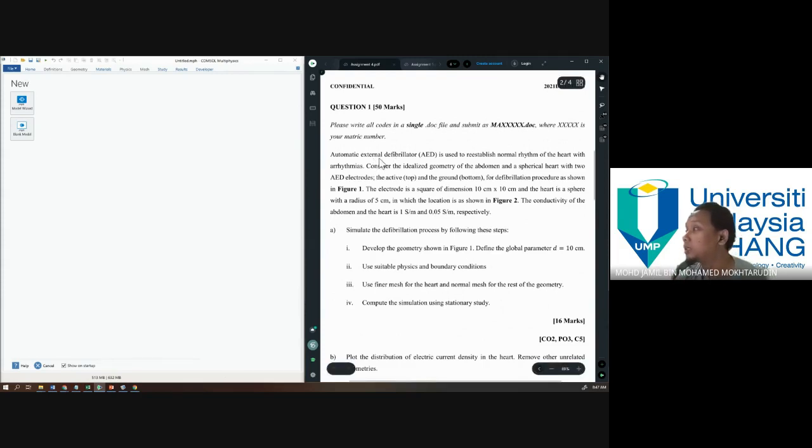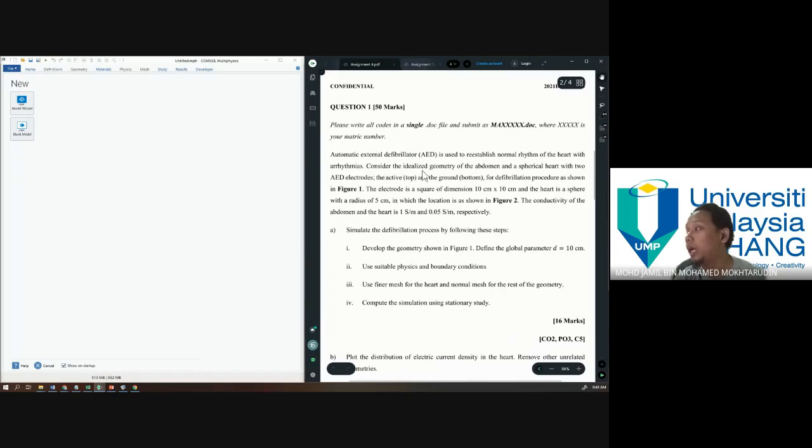Okay, so automatic external defibrillator, AED, is used to re-establish the normal rhythm of the heart with arrhythmia. So arrhythmia is when the electrical signal in your heart doesn't produce periodically, or maybe it is produced irregularly. So it causes your heart to beat not constantly. Maybe the rhythm is not as normal people. So we use AED to treat arrhythmia.